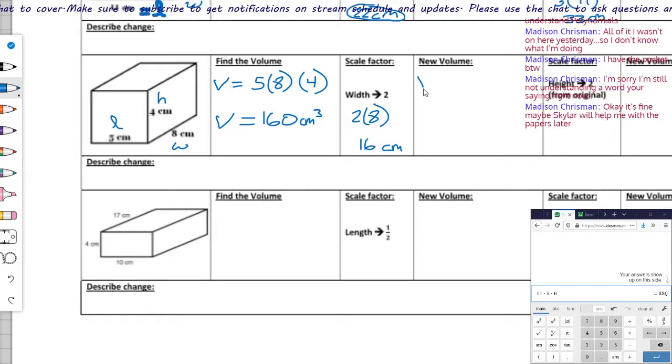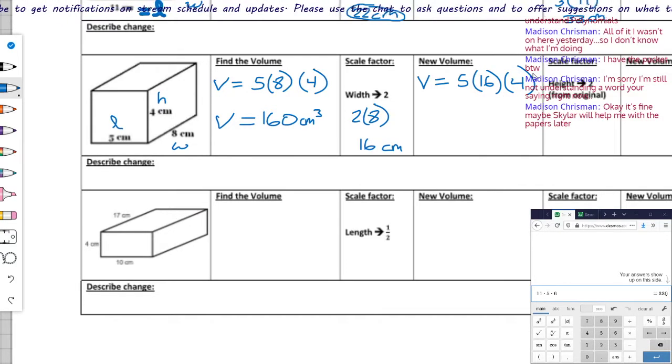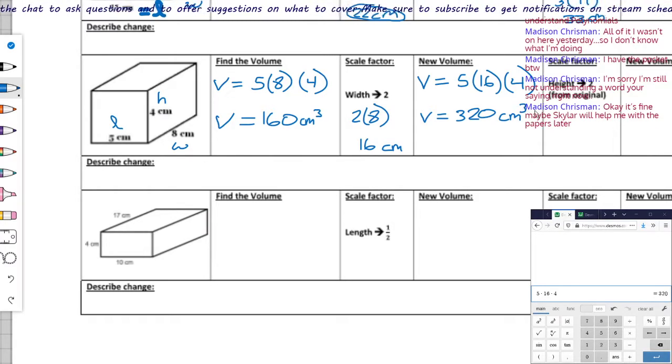So again, let's just plug it into our equation of length times width times height. So our length was 5, our new width is 16, and our height is 4. So if I was to multiply that, you get 320. And let's just check. Our original volume of 160, if I was to multiply that by 2, would we get the same answer? Yes. Okay, so notice if you change your scale factor on that dimension, it changes that volume that same amount.